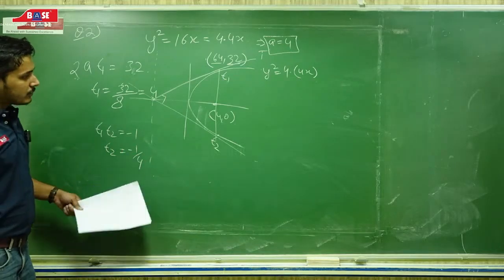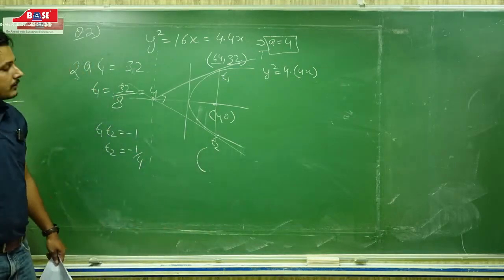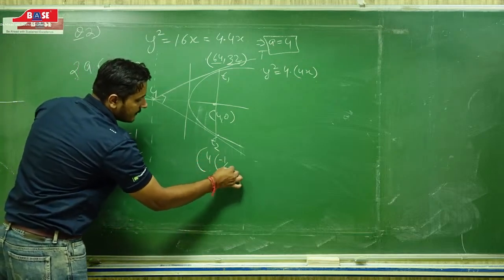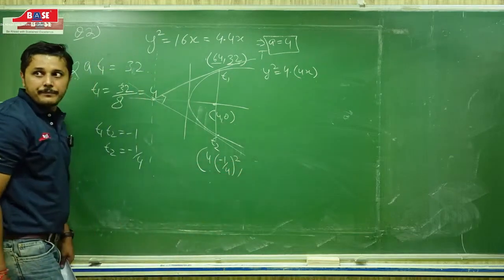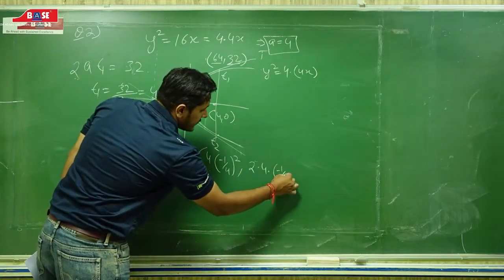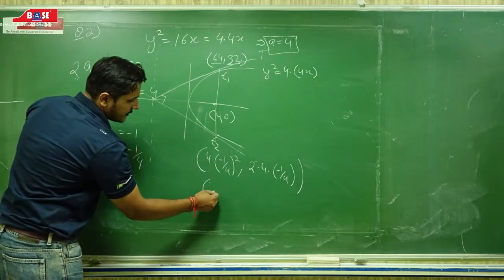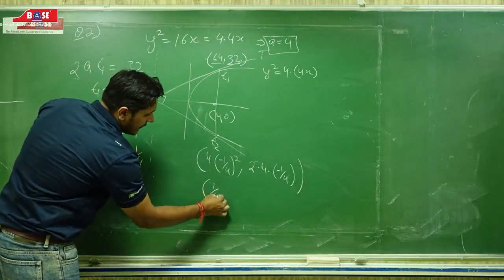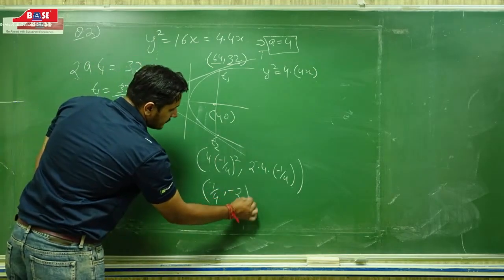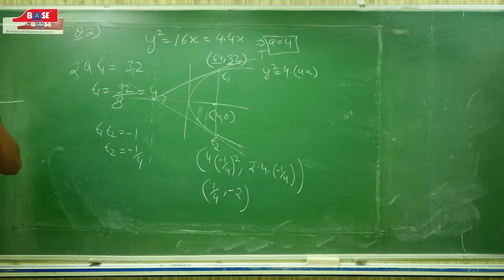Once we have T2, I can write the coordinate of this point. What will be the coordinate of this point? A, which is 4, T2 square, that is -1 by 4 square, comma 2, A is 4 and T2 is -1 by 4. So this is 1 by 16. So this comes out 1 by 4, comma -2. So we have the point 1 by 4, comma -2.